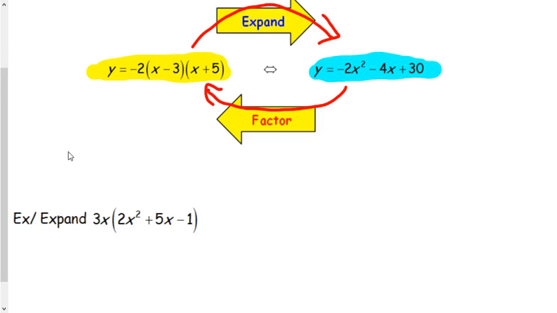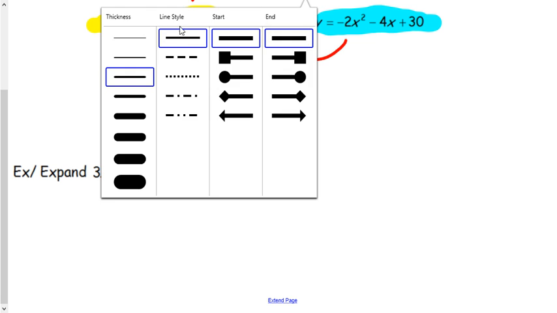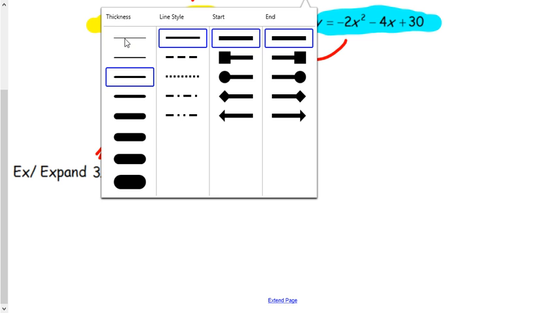So here's our first example. It says expand 3x times (2x squared plus 5x minus 1). So I see that I've got that 3x out in front of the brackets. What does that mean? Well, that means I've got to multiply that 3x through the brackets if I'm going to expand. We did this a lot last unit. So let's do that. Let's multiply through the brackets.